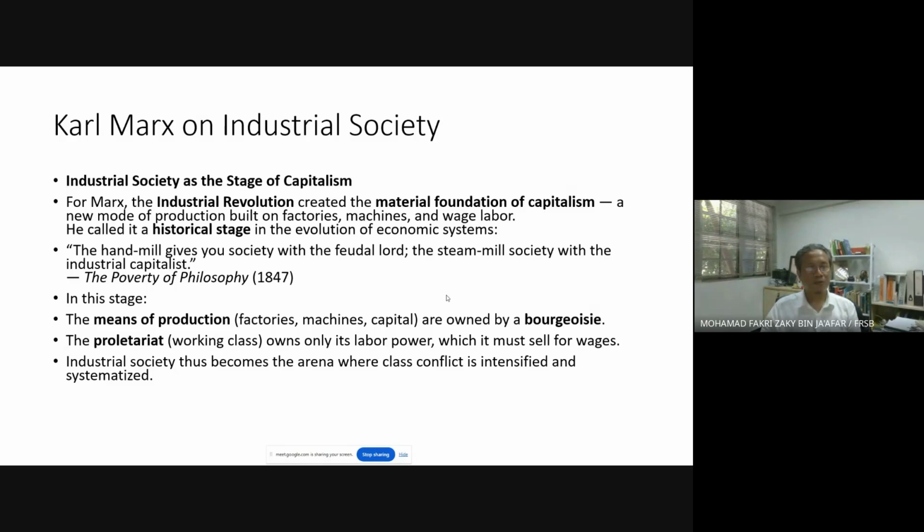So instead of serving a feudal lord, now you are serving the capitalist. The means of production are owned by the bourgeoisie, but the proletariat owns only its labor power, which it must sell for wages. If he or she does not sell his or her labor, he or she will not get the wage to provide a living for himself and his family. Industrial society becomes the arena where class conflict is intensified and systematized: those who own the machine and those who work for the machine. So this is what Karl Marx said.